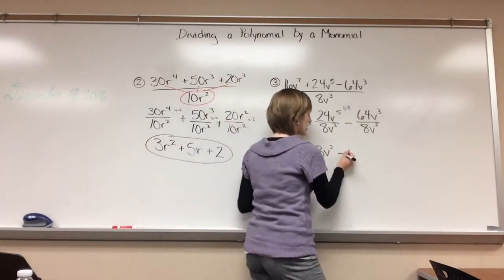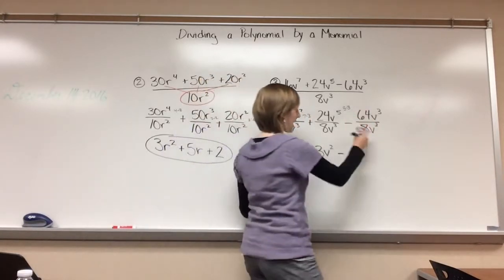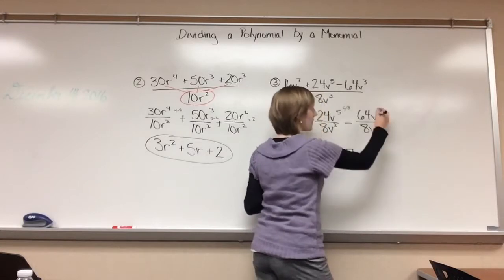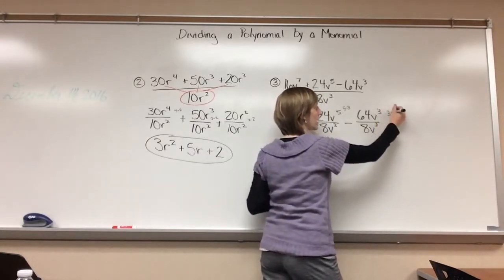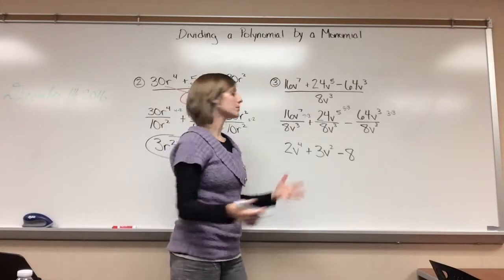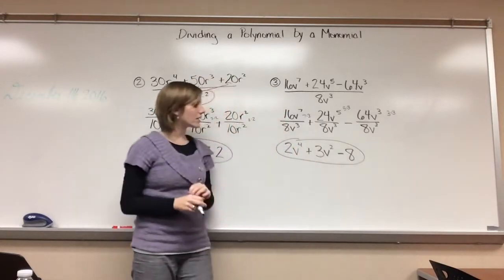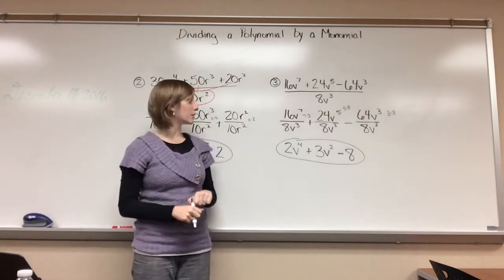Use your subtraction sign, do the last term, okay? 64 divided by 8 is 8. And then for your exponents, 3 minus 3 is 0, so that means there is no b in that last term. So our answer is 2b to the 4th plus 3b squared minus 8 for problem number 3.